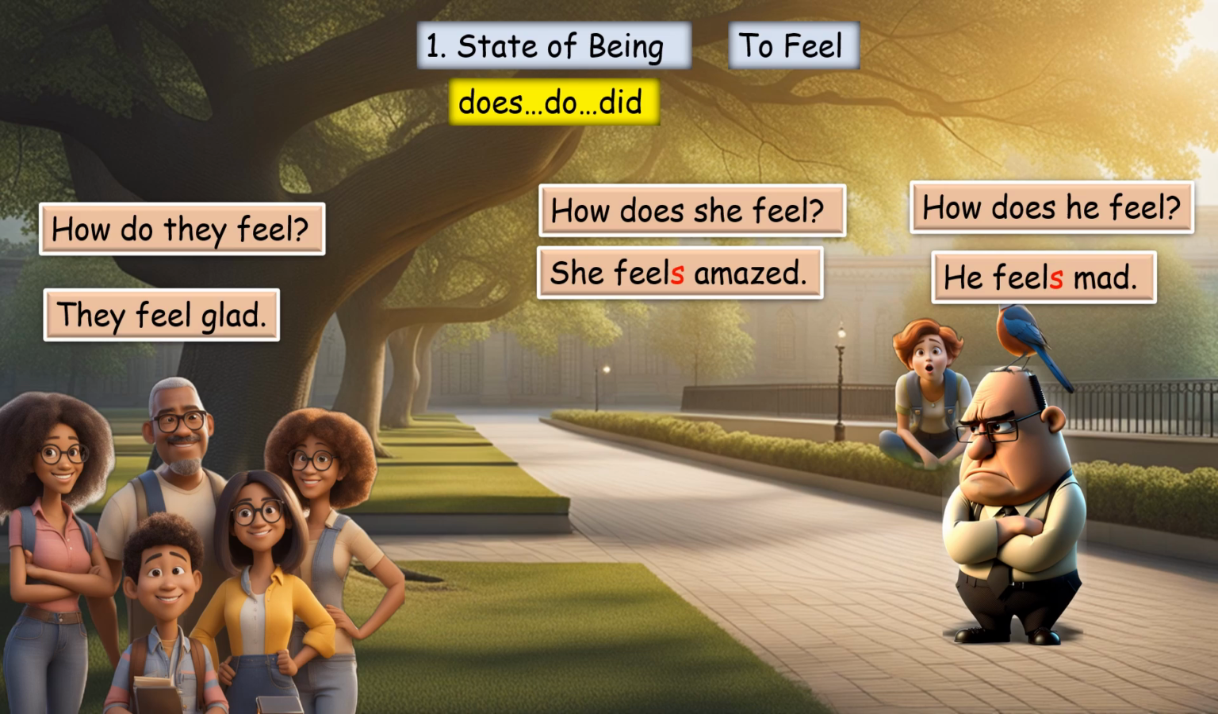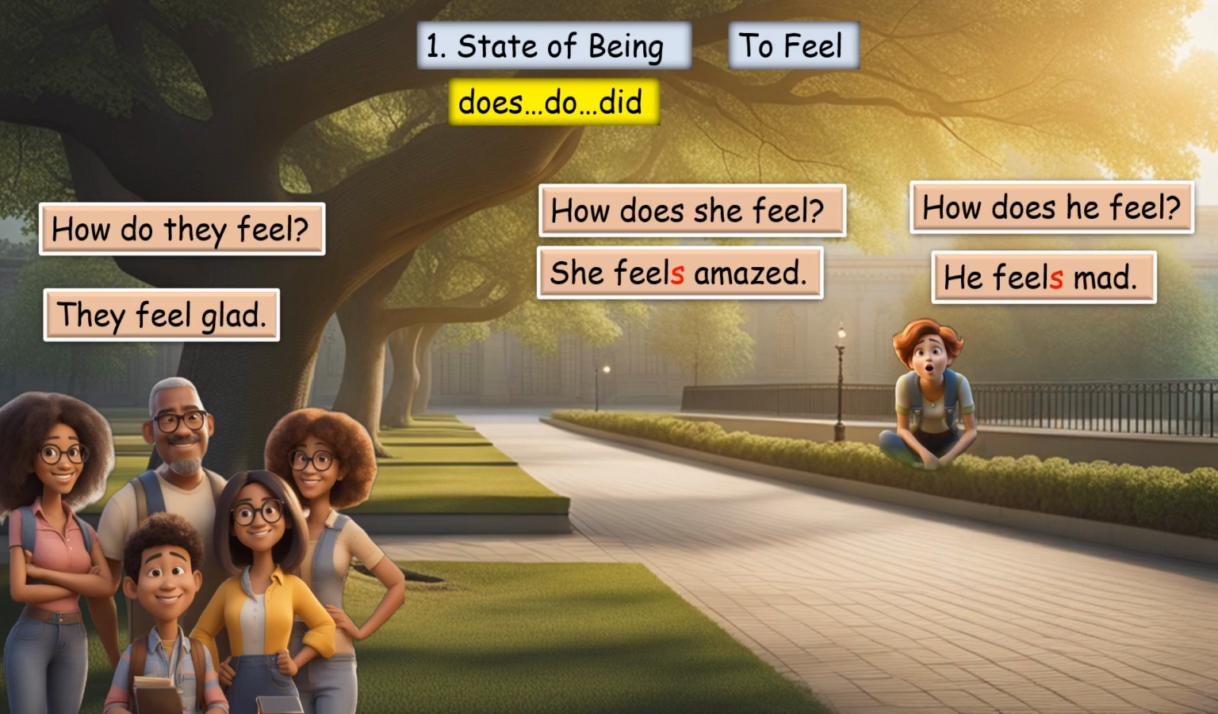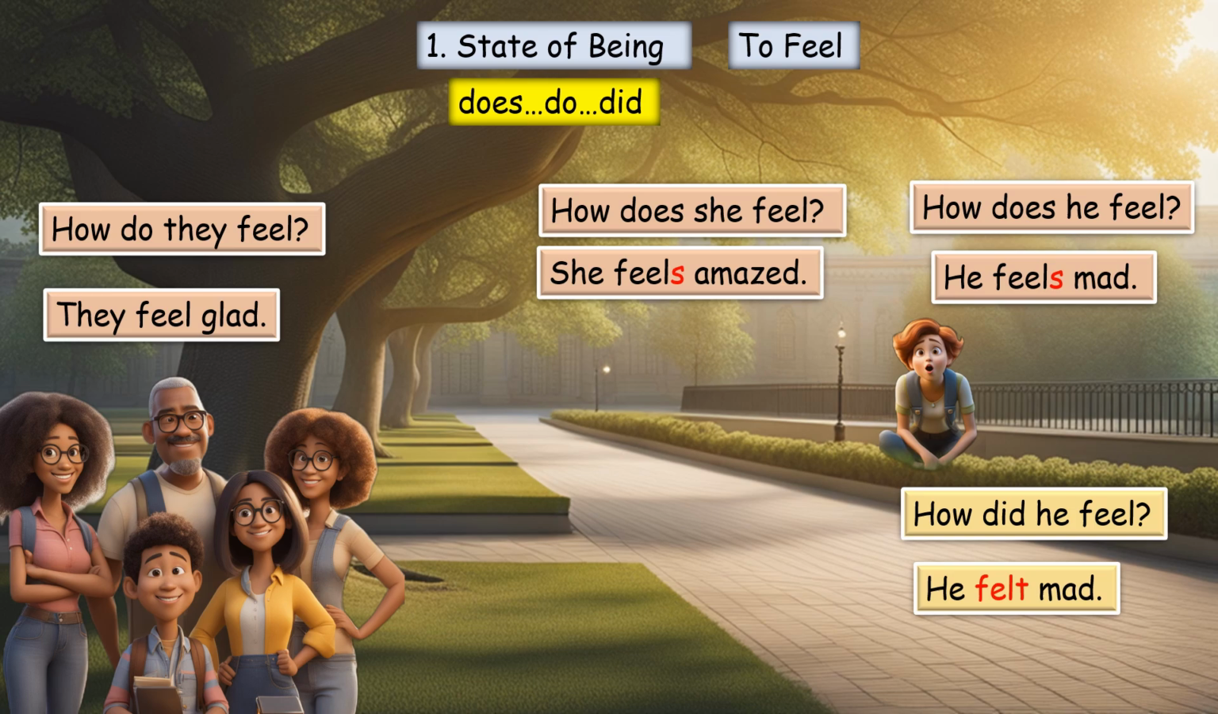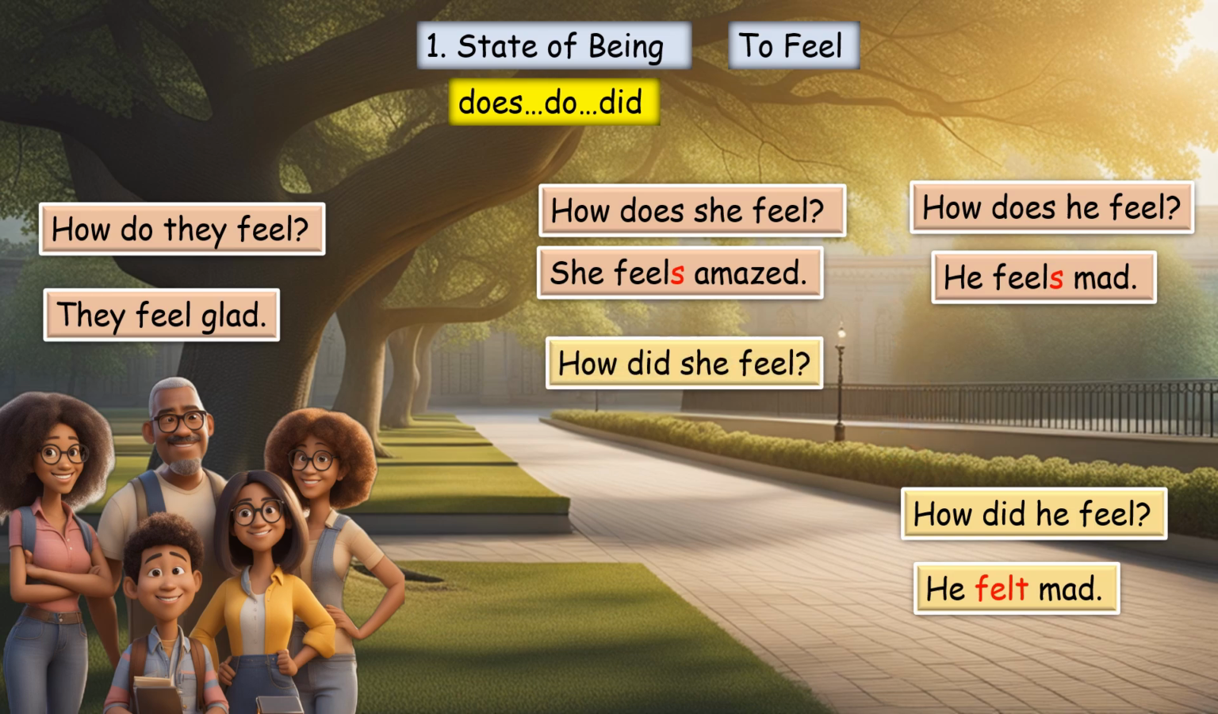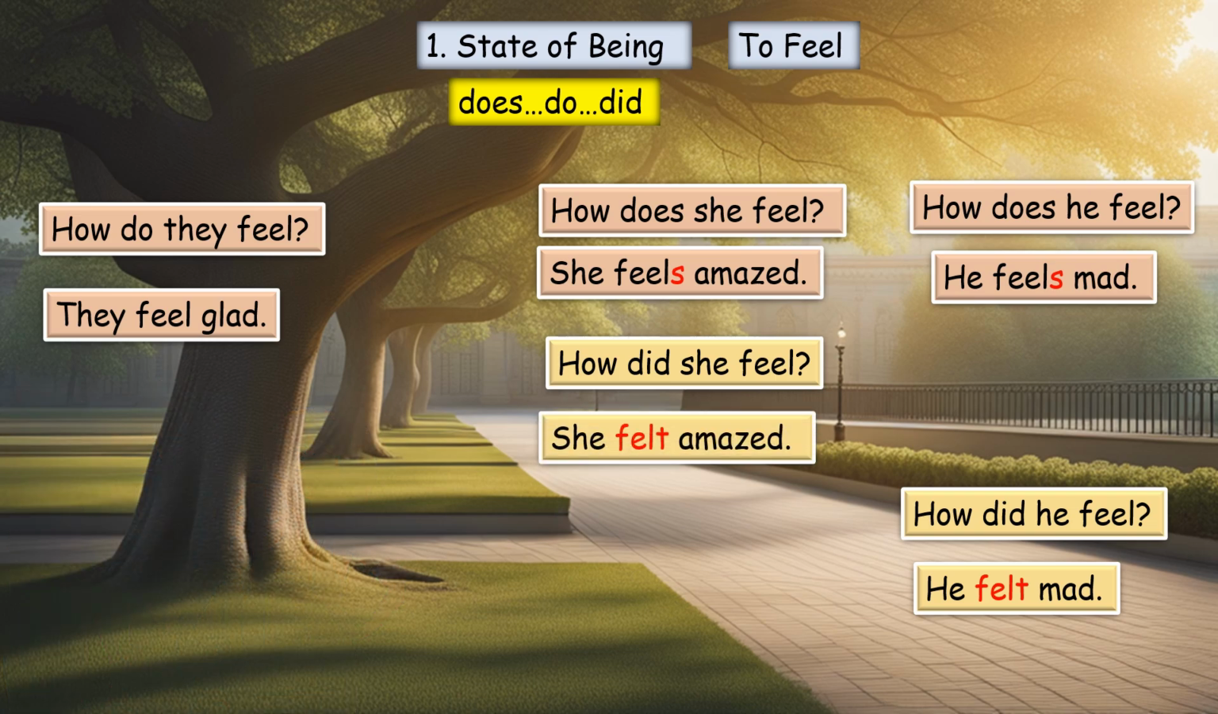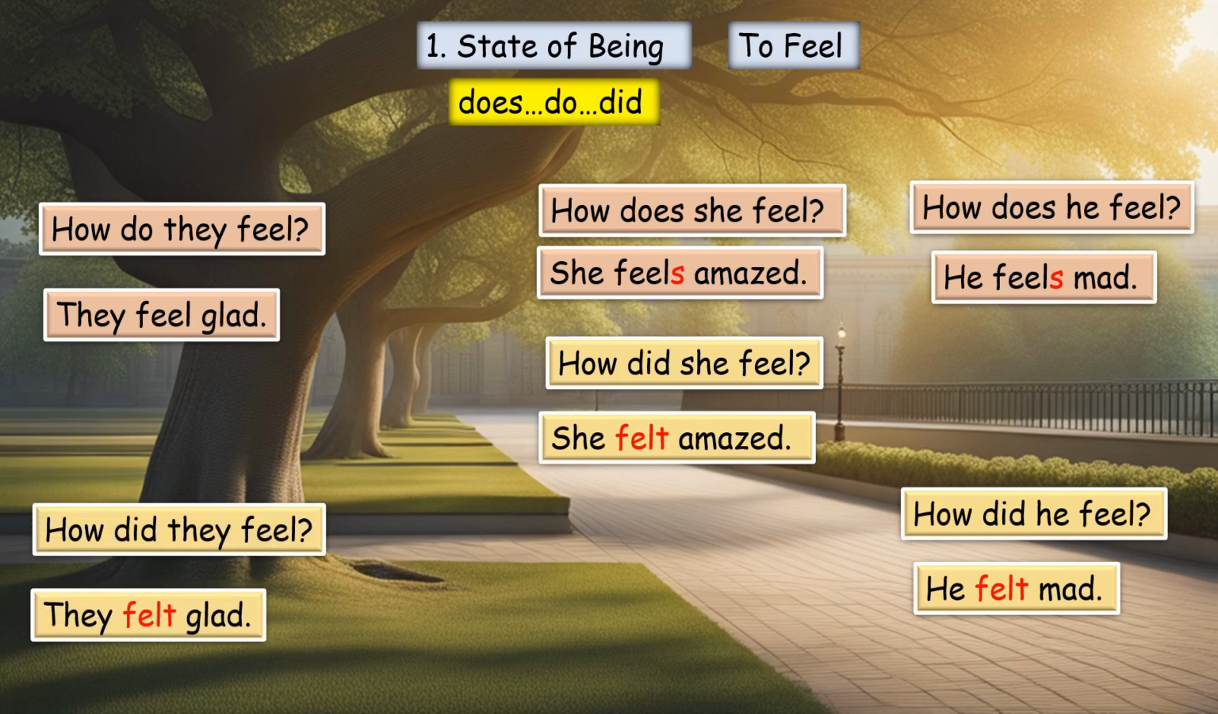Now the same questions and answers in past tense. Note the verb to feel is an irregular verb, which means that the past tense form of the verb does not use ed. How did he feel? He felt mad. How did she feel? She felt amazed. How did they feel? They felt glad.